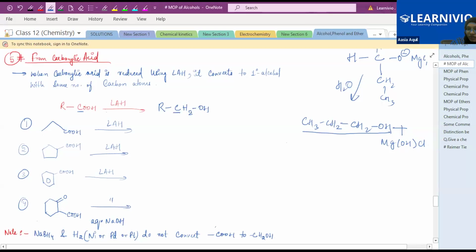You have only reduced the carboxylic acid. Reduction is basically the addition of hydrogen, or the removal of oxygen. So this carboxylic acid is getting reduced to a primary alcohol in the presence of lithium aluminium hydride. The number of carbons should be the same. So RCH2OH. Clear?